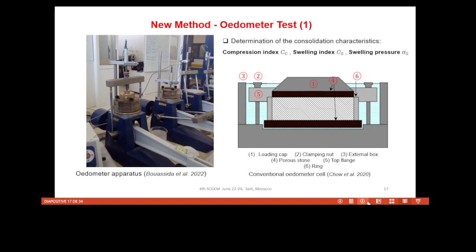As we introduced first, the Oedometer test is the most used to characterize expansive soils in general. So from the Oedometer test, we can measure the compression index, the swelling index, and the swelling pressure.